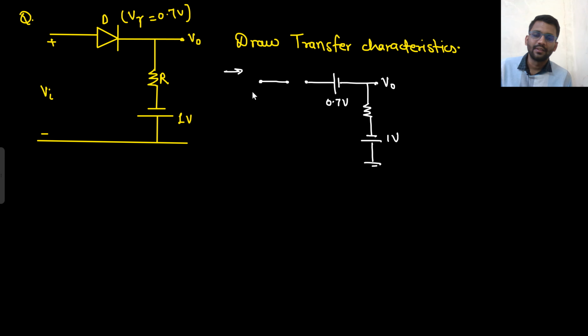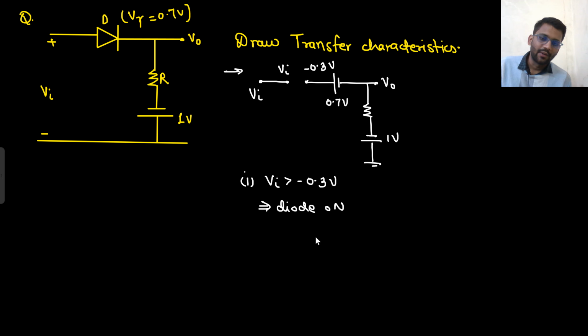And this point is V in. What will be the potential of this point? Minus 1 plus 0.7. This point is minus 1, this is plus 0.7, that means this point will be minus 0.3 volt. And this is V in. So what is the first thing that comes when V in is greater than minus 0.3 volt? When V in is greater than minus 0.3 volt, that means the diode will be on. And if the diode is on, that means your V naught will be equal to V in minus 0.7.